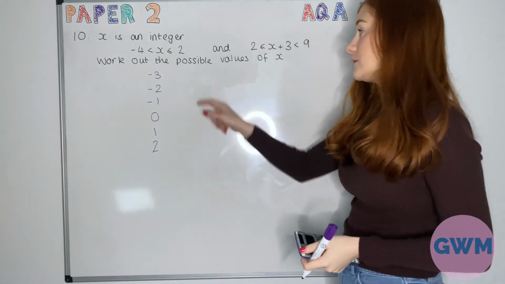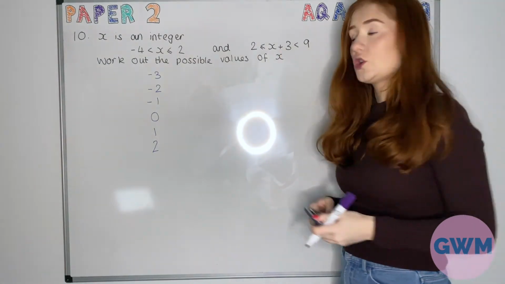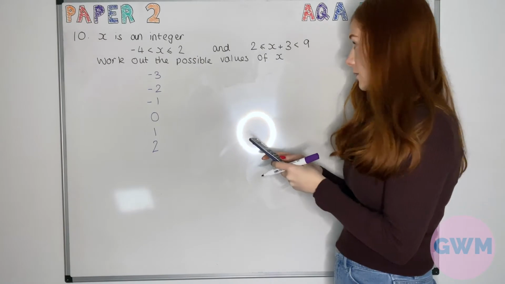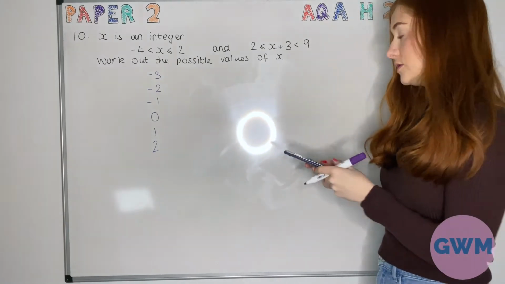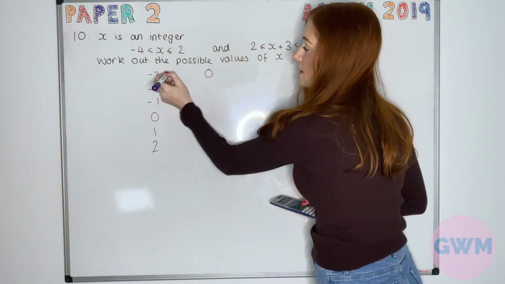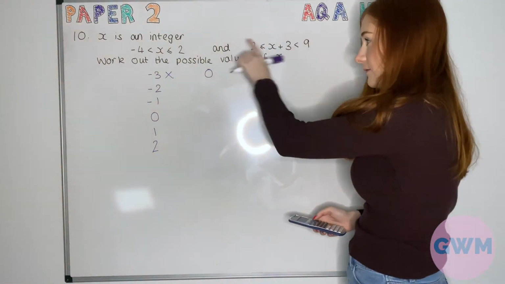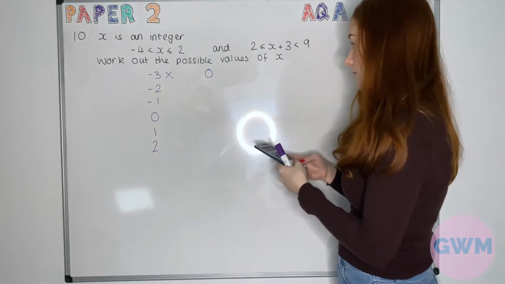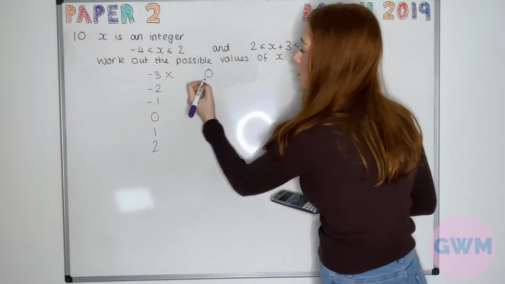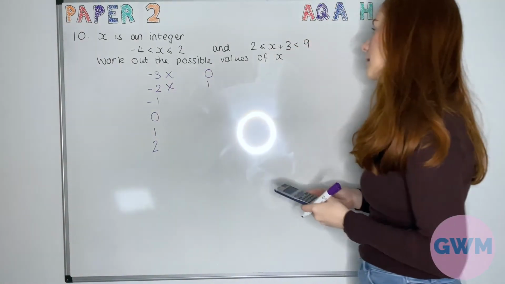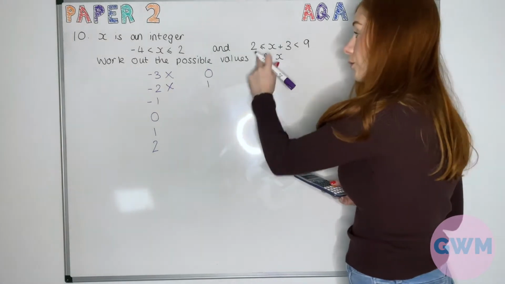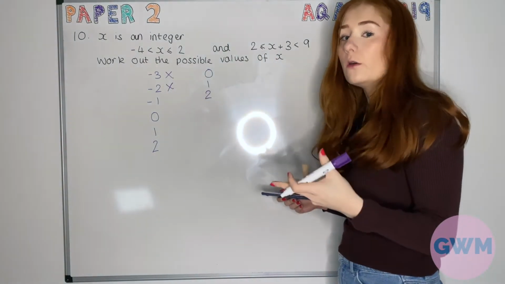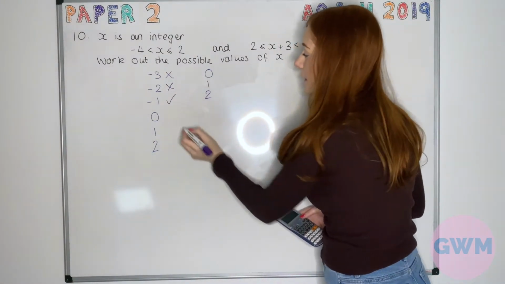Now, what we can do is plug these values in and check whether the result is greater than or equal to 2 and less than 9. So -3 plus 3 is 0, which doesn't fit in those bounds. -2 plus 3 is 1, not that one. -1 plus 3 is 2, and remember, it has to be greater than or equal to 2, so that one's fine.